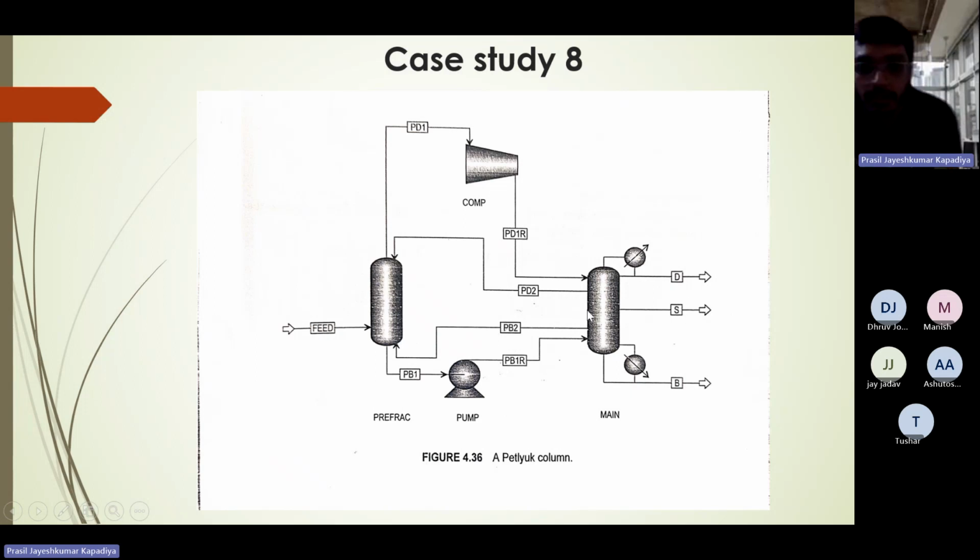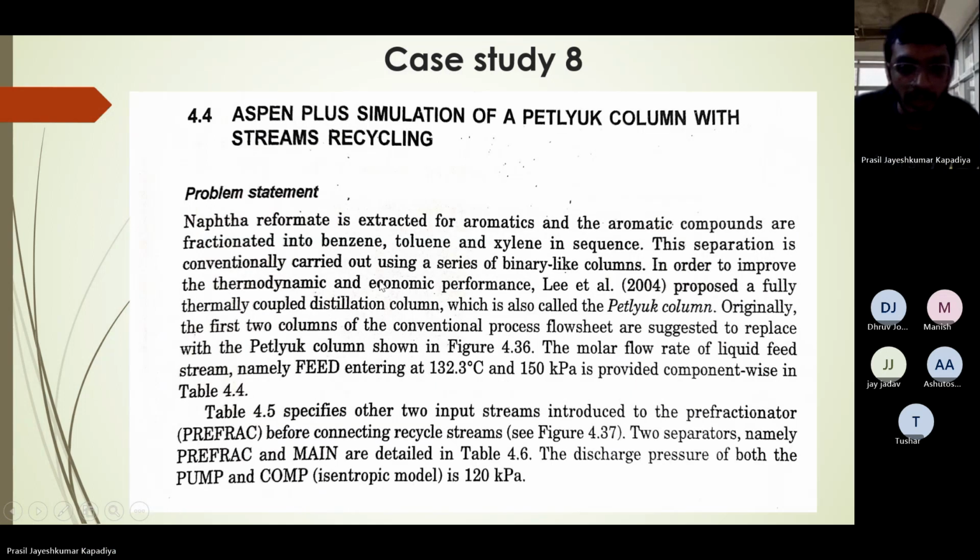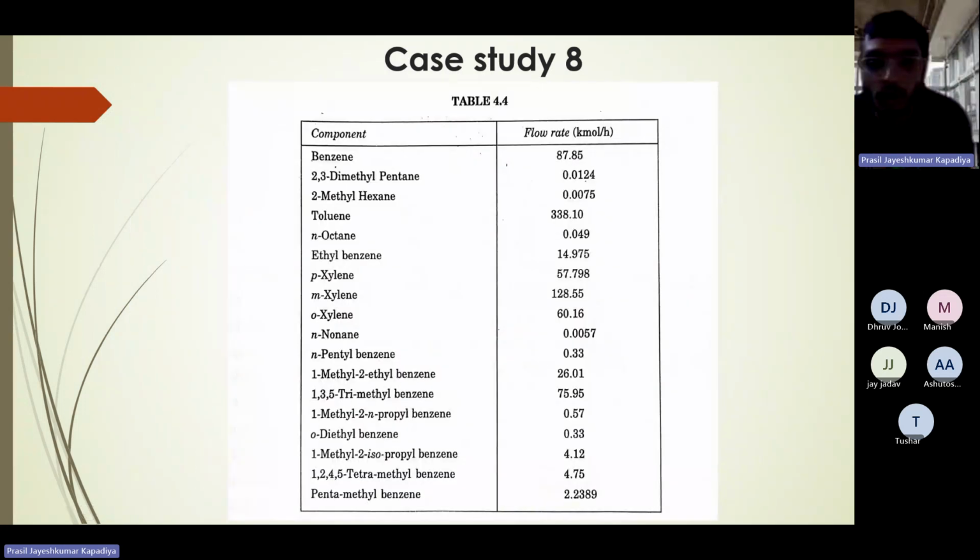Here is recycling. From the distillation column, from one of the trays, we are recycling something back into this reformate, and here also we are recycling something back. So, composition. Don't be afraid. This is the product. These are the reactants, not reactants, but this is what we are having. What is it called? Naphtha reformate.